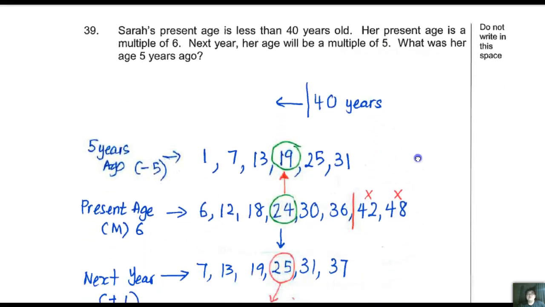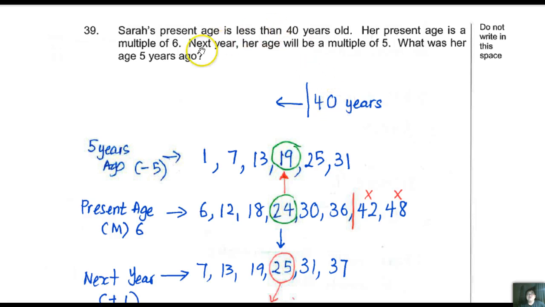Okay, Sarah's present age is less than 40 years old, so 40 less. Her present age is a multiple of 6. Remember, present means now, today. Alright, it's a multiple of 6. So I list the multiples of 6. It means she can be 6 years old now, 12, 18, 24, or 30 or 36 years old, but not 42 and so on, because she's less than 40 years old.